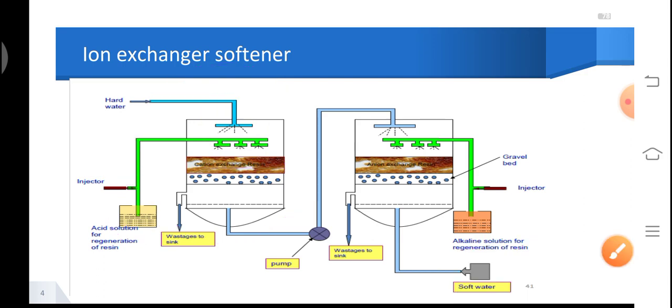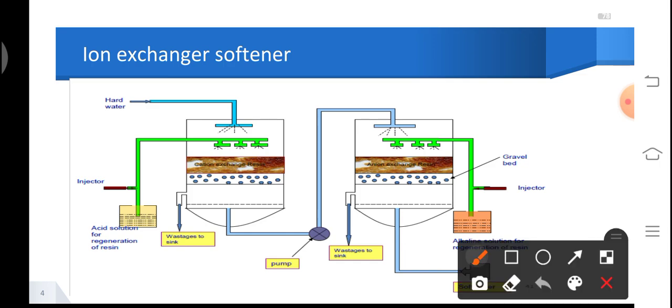We require regeneration when the polymer is completely exhausted. So what do we do in this process? The water is first allowed to pass through this inlet. It then goes through this cation exchanger bed, where all the protons are exchanged by the cations present in the water. So the filtrate which we get here is now free from the cations causing hardness. Now this filtrate is then pumped into the pipe, and then it is allowed to pass through the anion exchanger column.